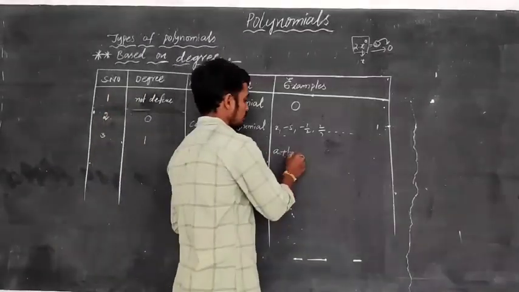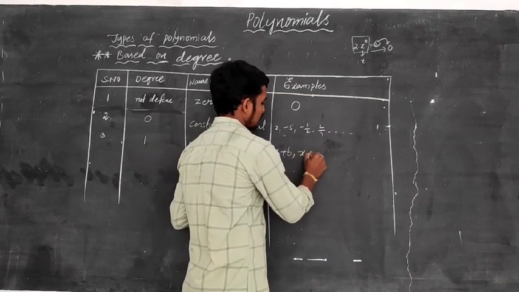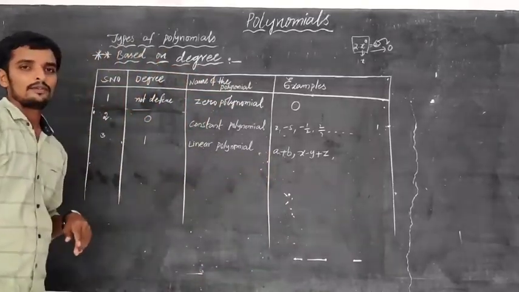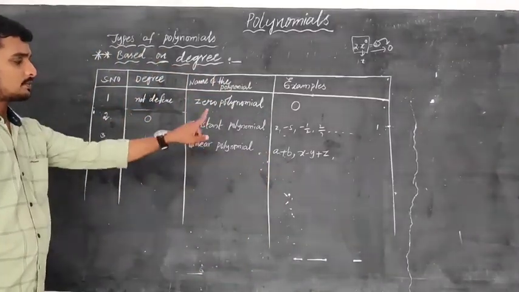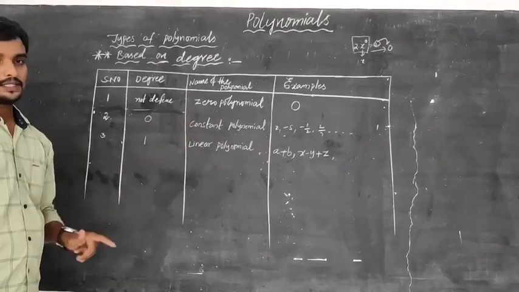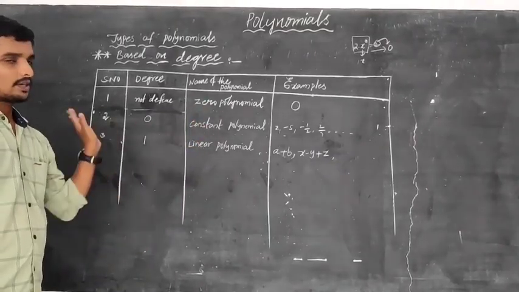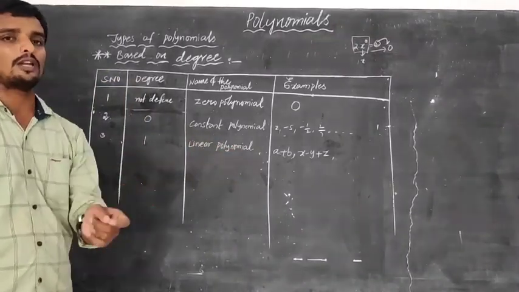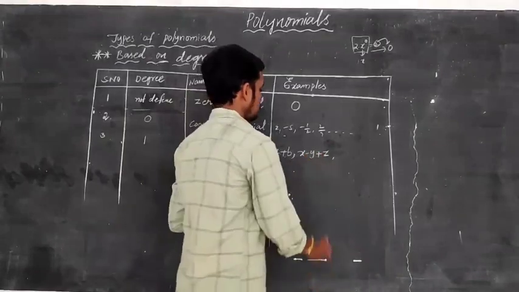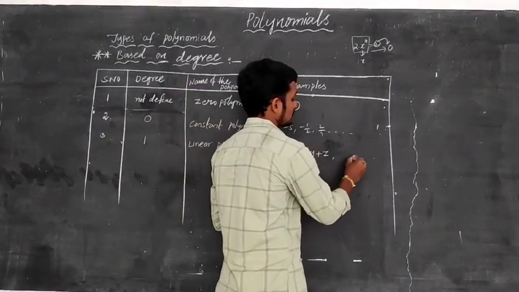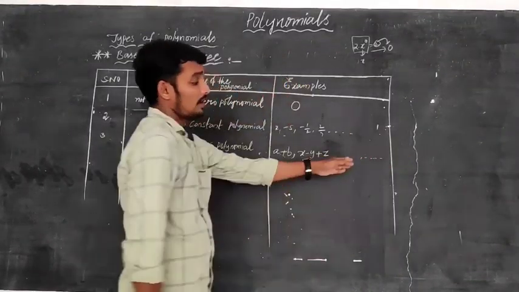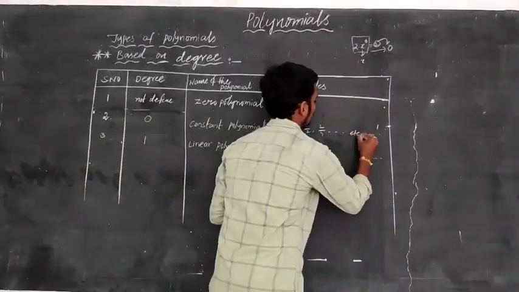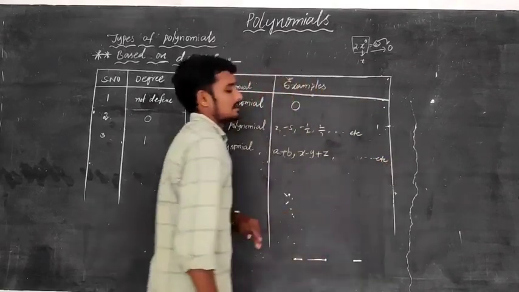Now I am writing some more examples. Next: x minus y plus z. Is this a linear polynomial? x has exponent 1, y has exponent 1, z has exponent 1. x is one term, y is another term, z is the third term. All the exponents are 1, so the degree of the polynomial is 1. Now you can write the third example, and if you have space, write a fourth example also, and so on.